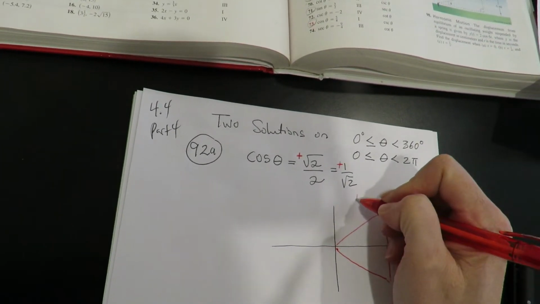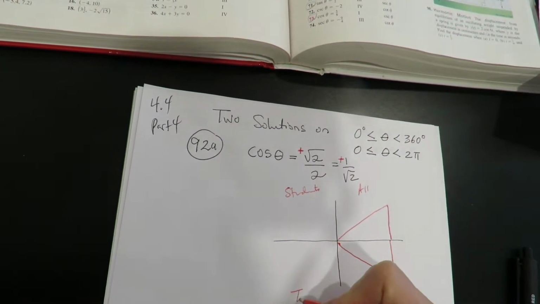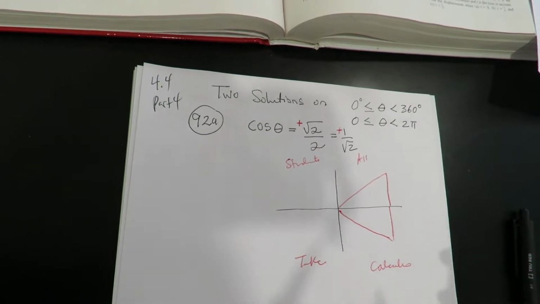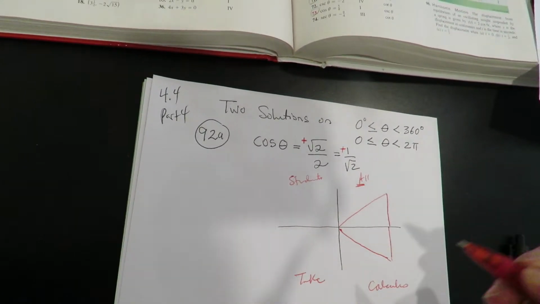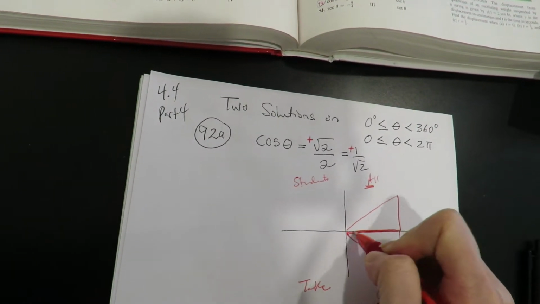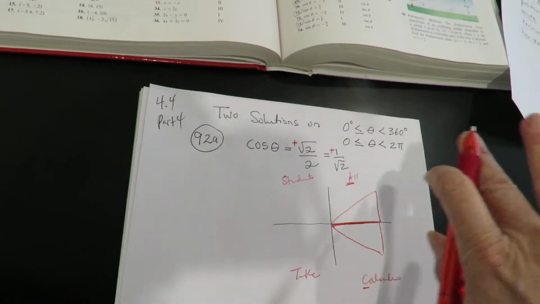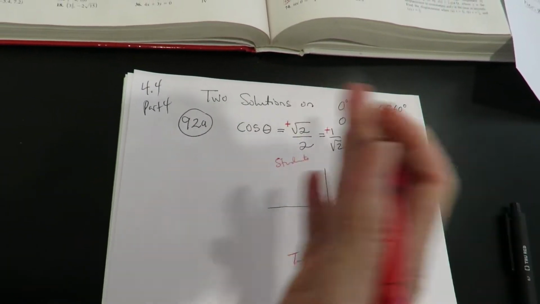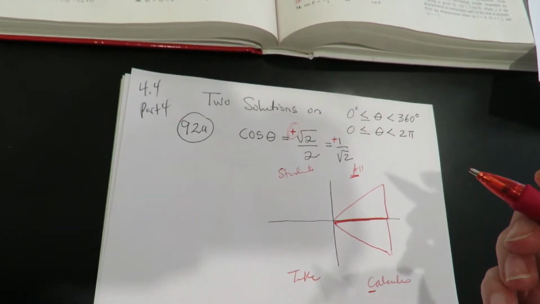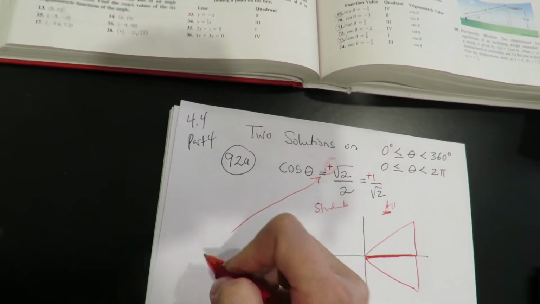That goes back to the All Students Take Calculus. The cosine is positive in quadrant 1 and quadrant 4. The cosine behaves like the x. The sine behaves like the y. So x is always positive on the right, negative on the left. So just the plus or the minus actually tells me what quadrants. So that is really critical.